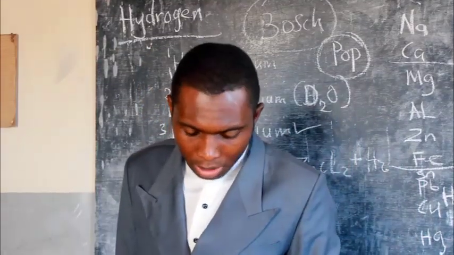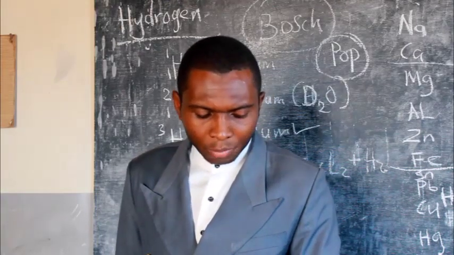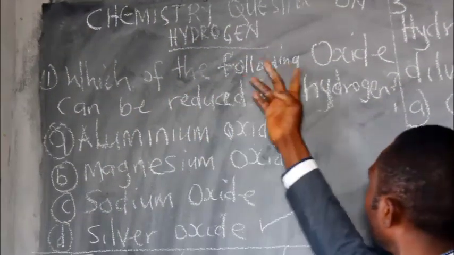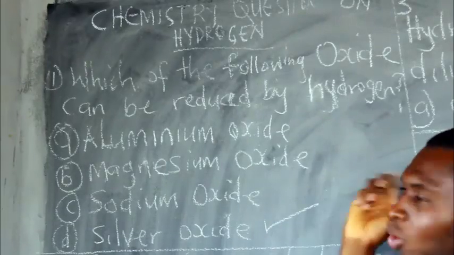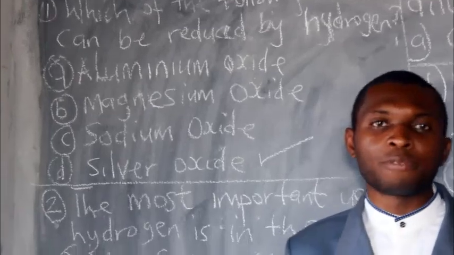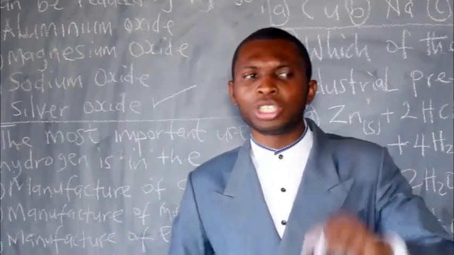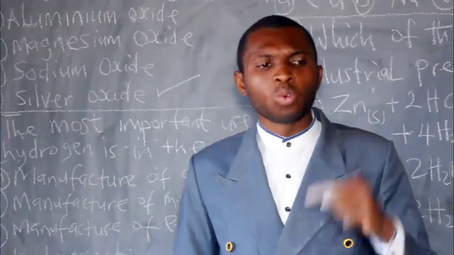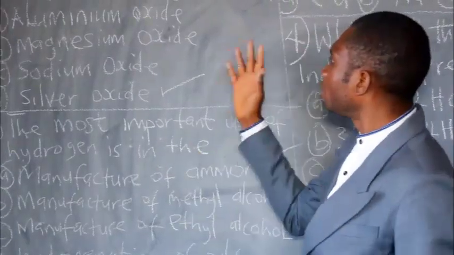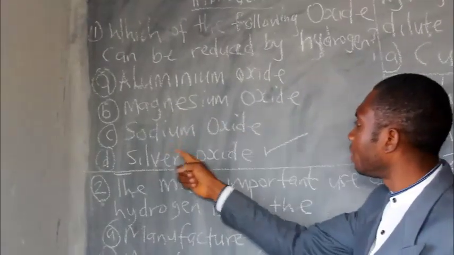So can we answer some JAMB and WAEC questions? Question number 1: which of the following oxides can be reduced by hydrogen? Don't forget, I told you beforehand of the activity series, that every metal higher than hydrogen in the activity series will displace hydrogen from a compound. From the options, we have aluminium oxide, magnesium oxide, sodium oxide, silver oxide.